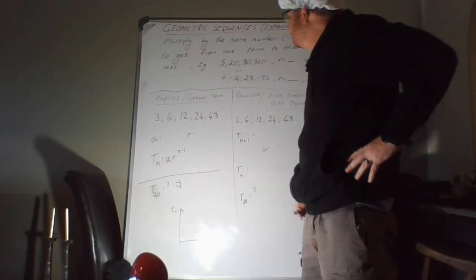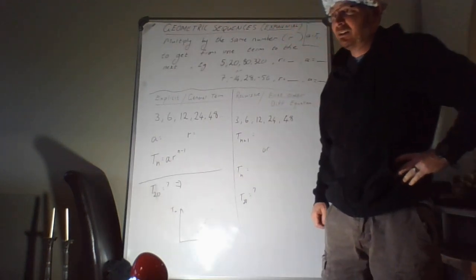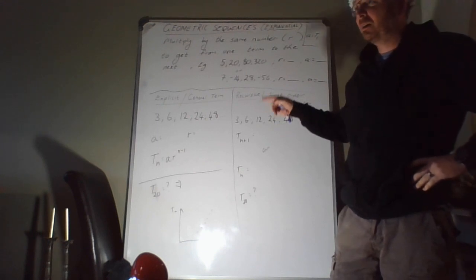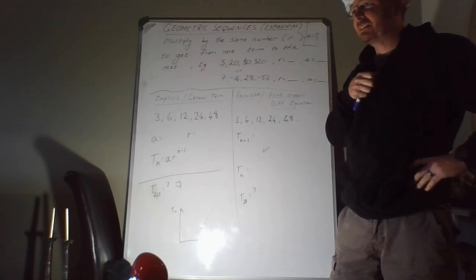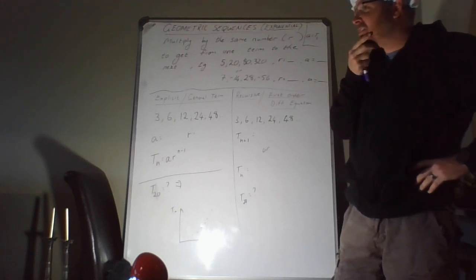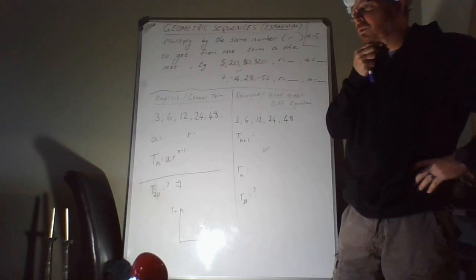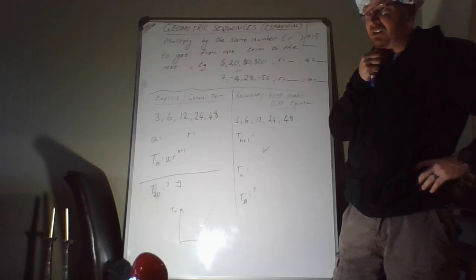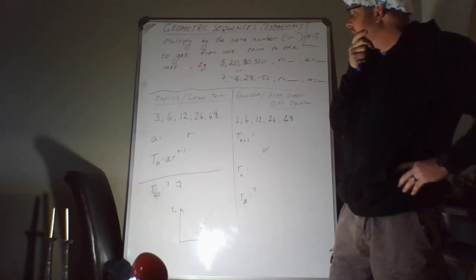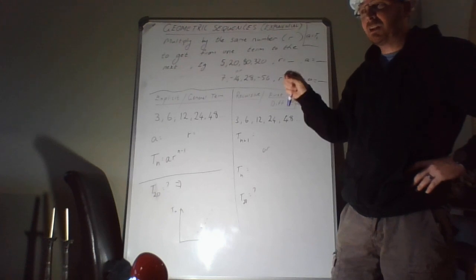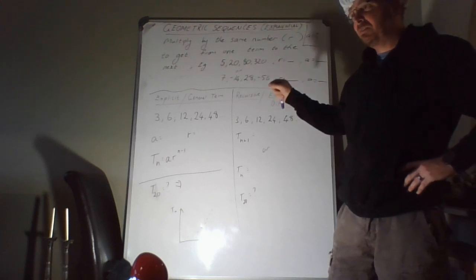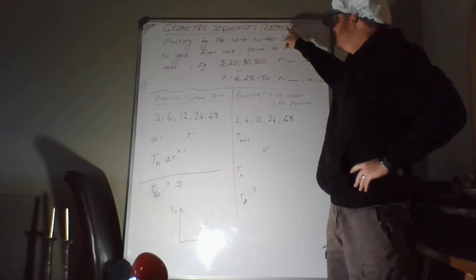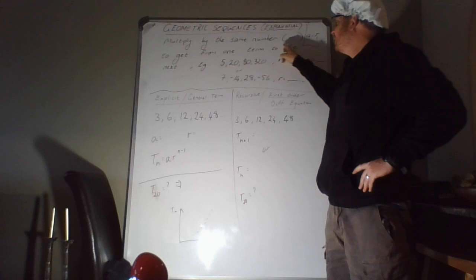So we had a look at expressing arithmetic sequences in recursive and explicit form. Arithmetic sequences, remember, you are adding a fixed number to get from one term to the next, adding or subtracting. We're going to have a look now at geometric sequences, which are also known as exponential sequences. To generate an exponential or geometric sequence, you multiply the preceding term by a fixed number. So, a geometric or exponential sequence, you multiply by the same number.